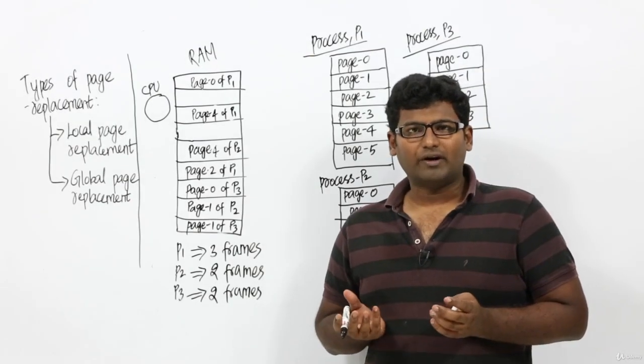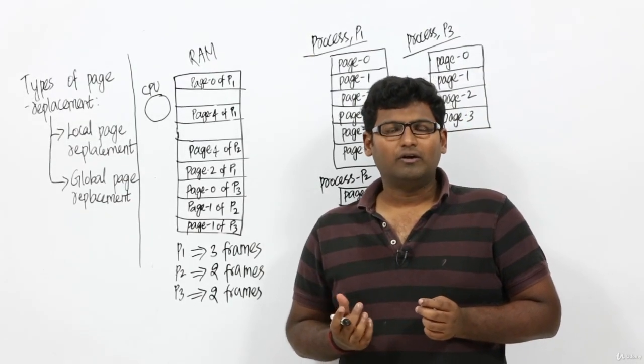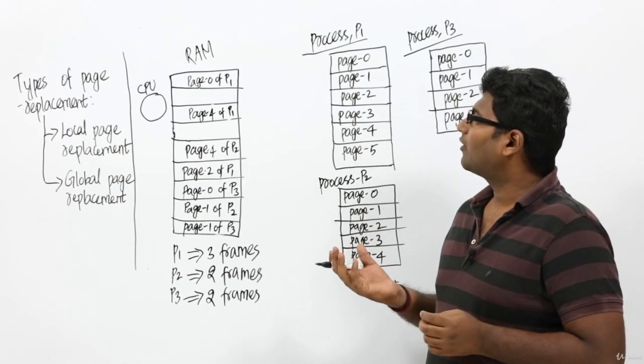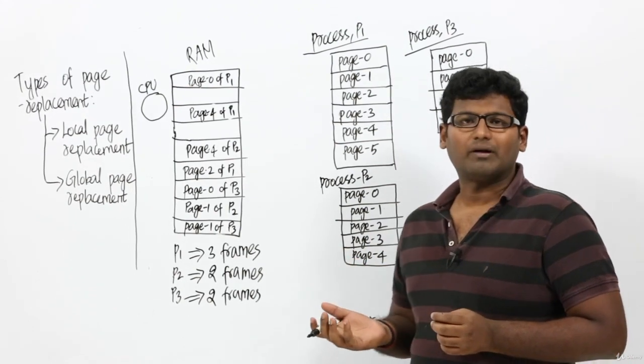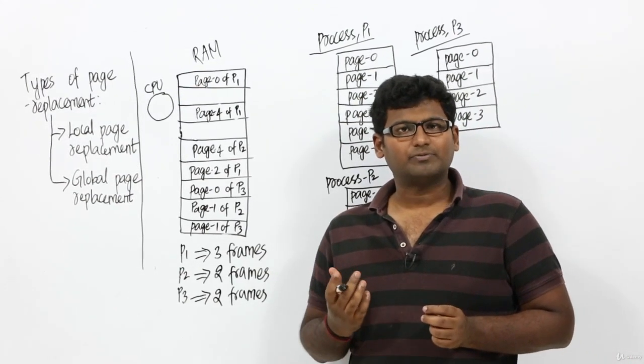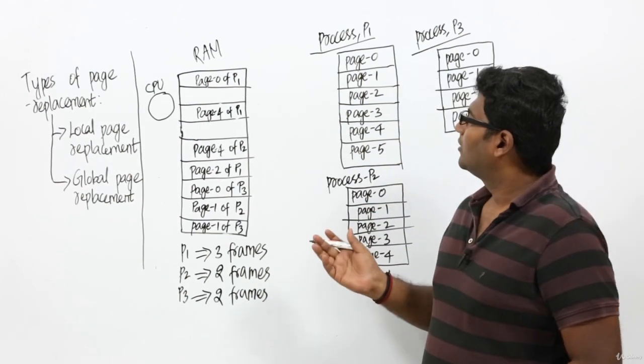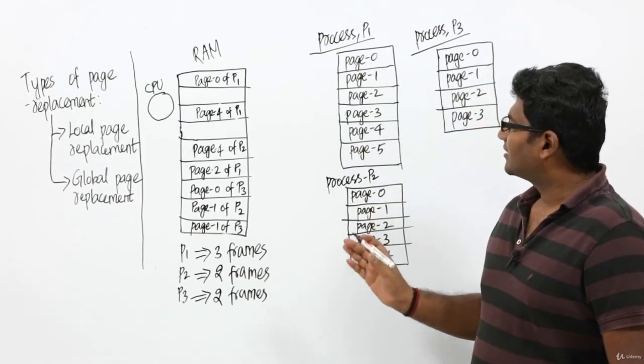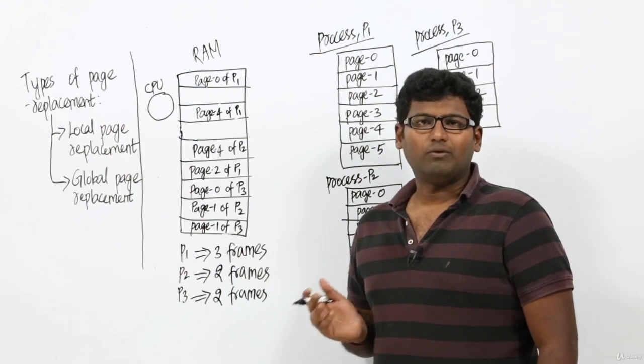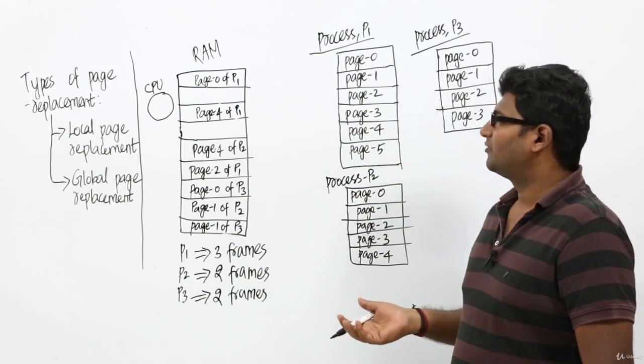So far we have seen what is meant by frame allocation, right? Now let's see the most important topic in operating systems, which is nothing but page replacement. Page replacement is a very important topic. Let's consider this scenario so that you will be able to understand the concepts very well.